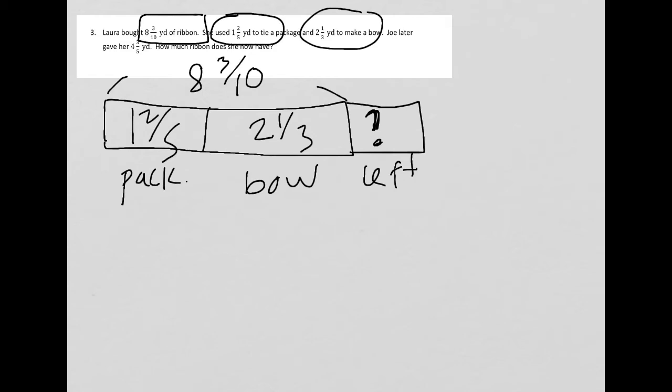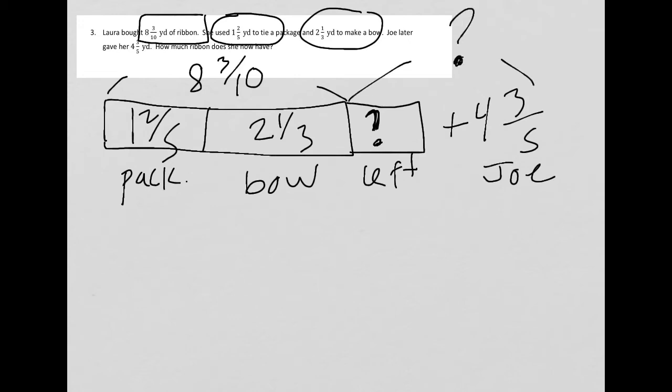And then we know that she was given an extra 4 3/5. She was given 4 3/5 from Joe. And we want to know what her new total is. So we want to know what this equals. What does she have now? So we need to find out what she has left from her crafts combined with what she got from Joe.